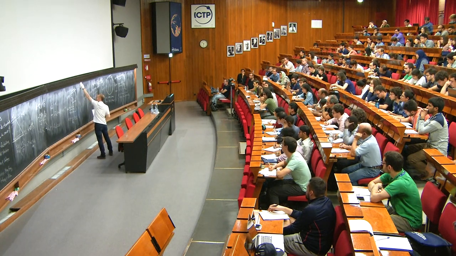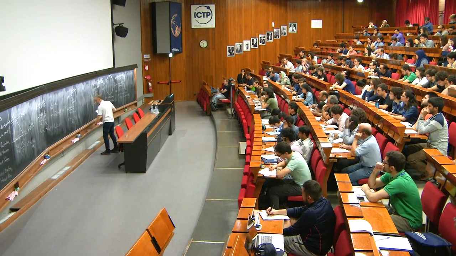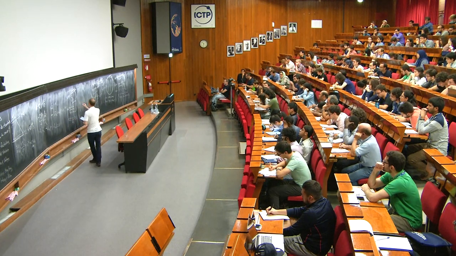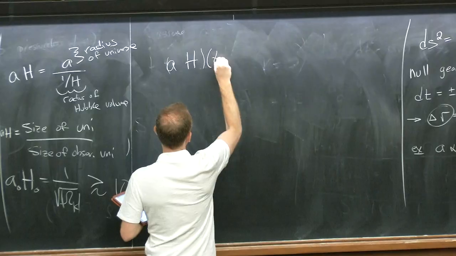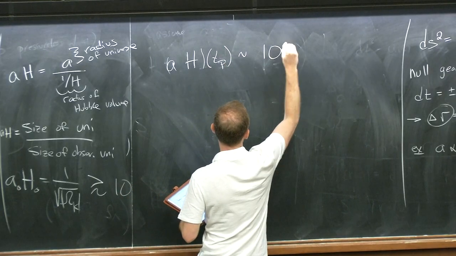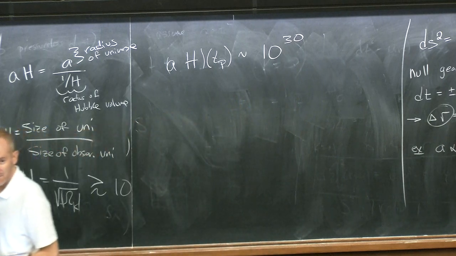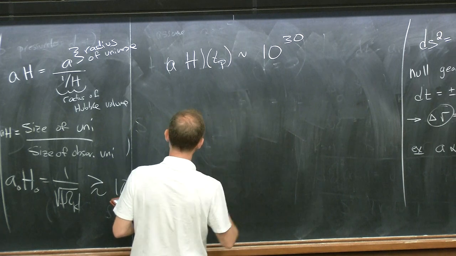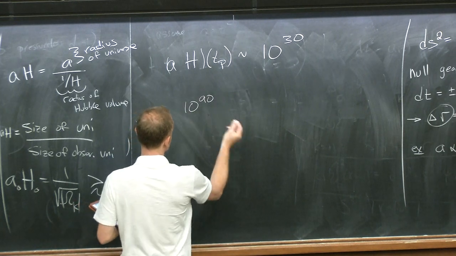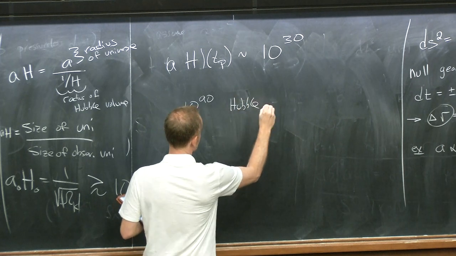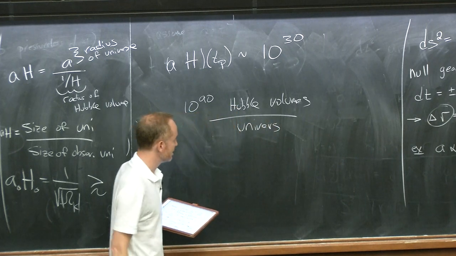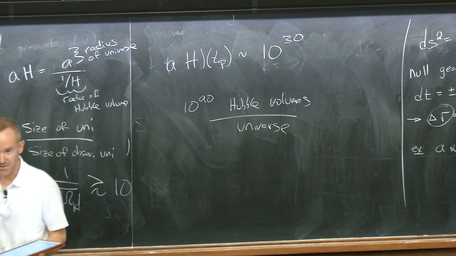And now, if we go back to this time t Planck, it tells us that the radius of the universe back then, so this is AH today, if we go back to t Planck, then it would be about 10 to the 30, square root of 1 over 10 to the minus 60. So it would say that the size of the universe back then was 10 to the 30 times in linear scale the Hubble length back then. Or if you cube it to get a volume, you would get 10 to the 90 Hubble volumes per universe. So it says that the universe back then was much, much, much bigger than this causal size.